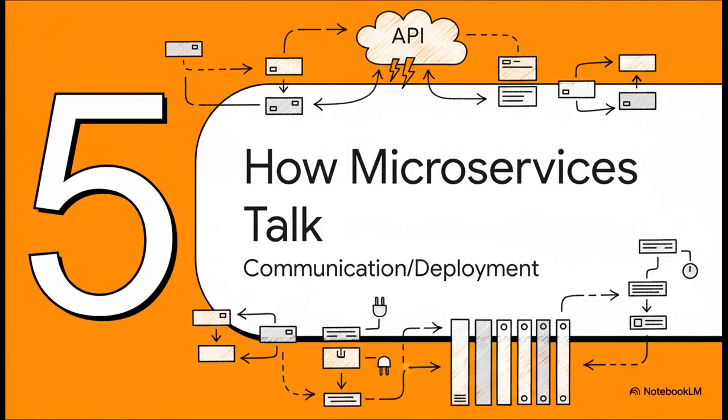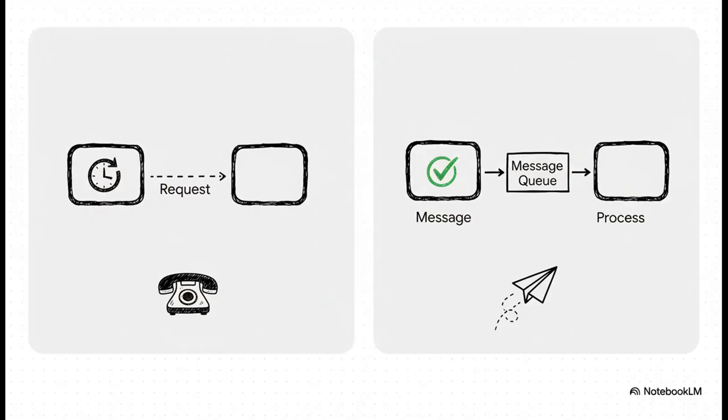But this brings up a really important question. If all these services are now independent little islands, how do they actually talk to each other to get work done? And how can we possibly deploy updates without shutting everything down? Well, there are two main ways they do it. The first is synchronous, which is kind of like a phone call. The order service sends a request to the payment service and then just waits for an answer. This is great for quick questions, but it means the services are tightly coupled. If the payment service is down, the order service is just stuck.